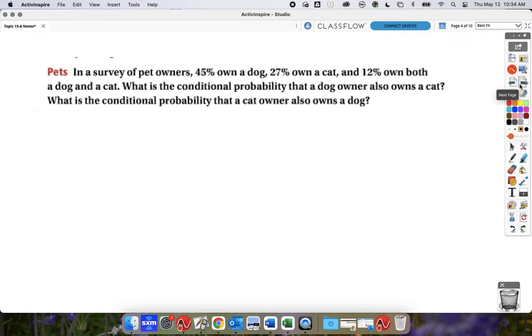In a survey, 45% of people own a dog. 27% are cat owners. 12% own both, a cat and a dog. What is the probability that a dog owner also owns a cat? We'll just look at this one right here. What is the probability that a dog owner also owns a cat?